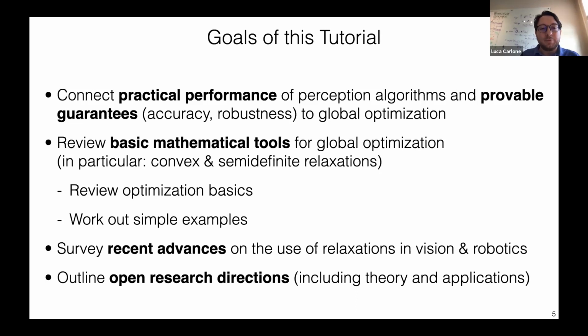We want to offer you a survey of recent advances on the use of relaxation in vision and robotics, and we want to outline open research directions. All the research that we're going to discuss has been booming in the last few years. There is plenty of work to do, and we want to make sure that as you walk out from this tutorial, you have some good idea about the open research directions, spanning from theoretical contributions that you can make in your future to even applying these technologies.